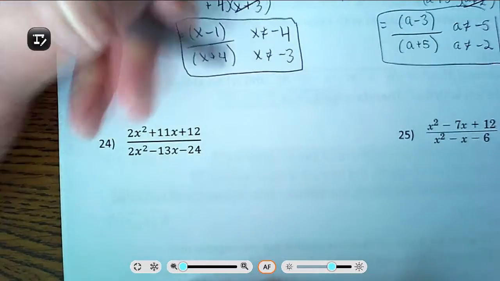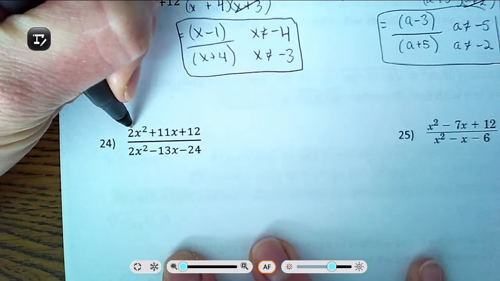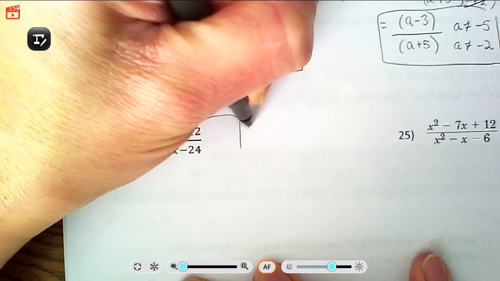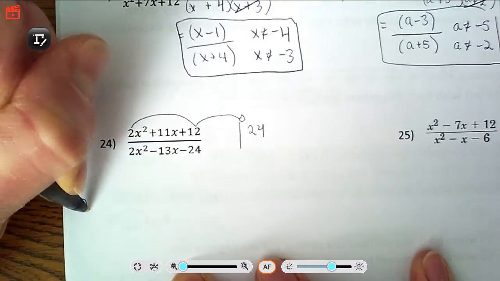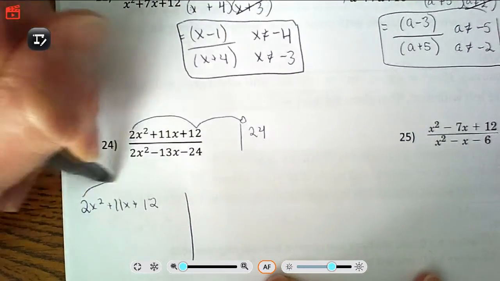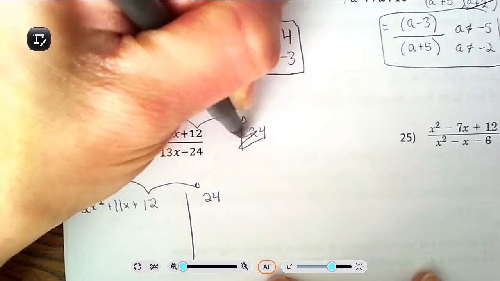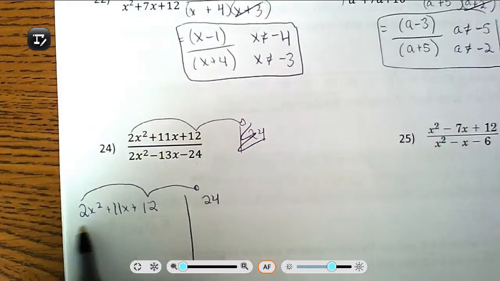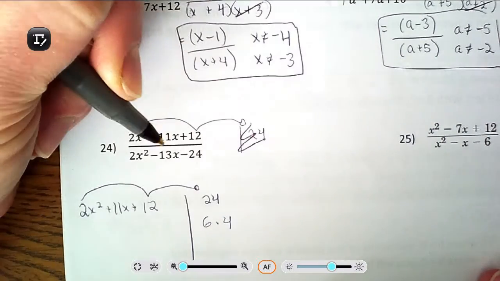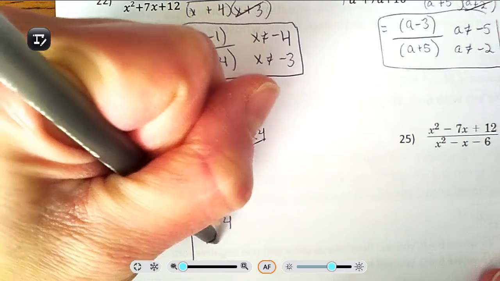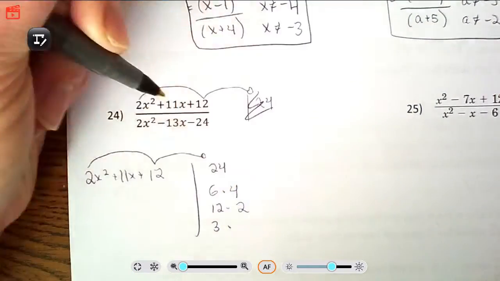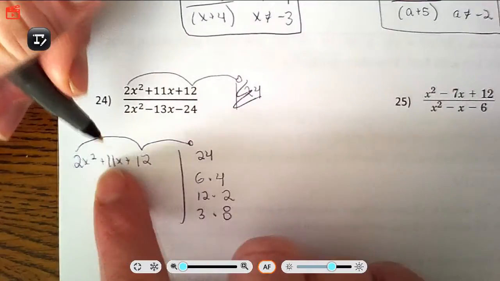All right, number 24. This is tricky because I have to do the double rainbow method here. 2 times 12 is 24, and best to just do it off to the side here where I have a little bit more logical room to work underneath. Okay, and 24, that could be 6 times 4 gets me 24. 12 times 2 gets me 24. 3 and 8. 3 and 8 can get me 11.